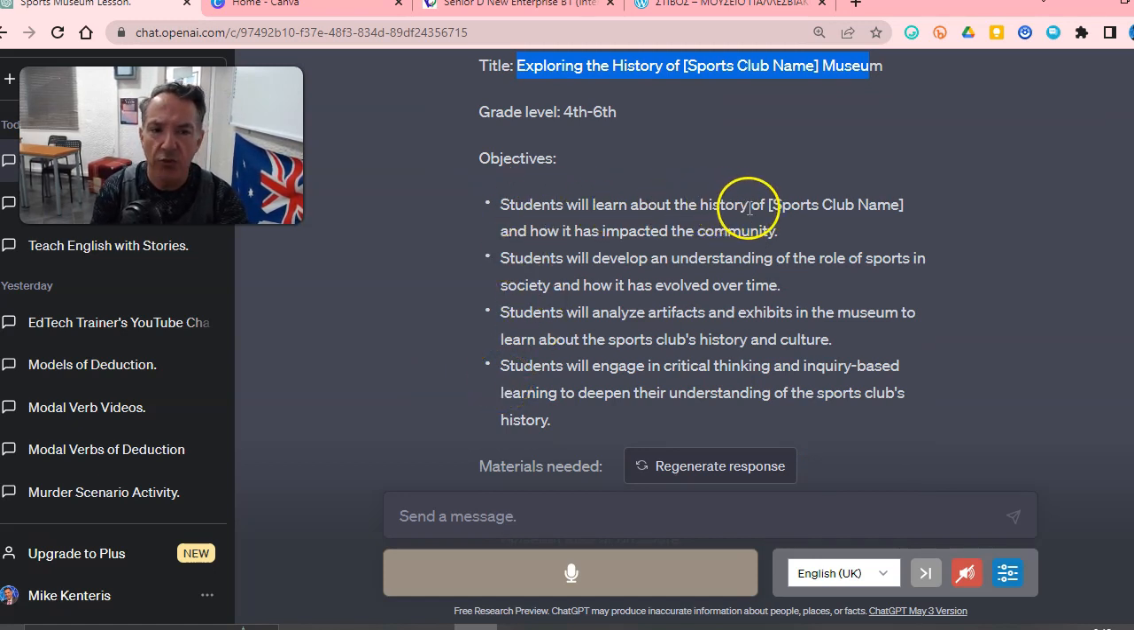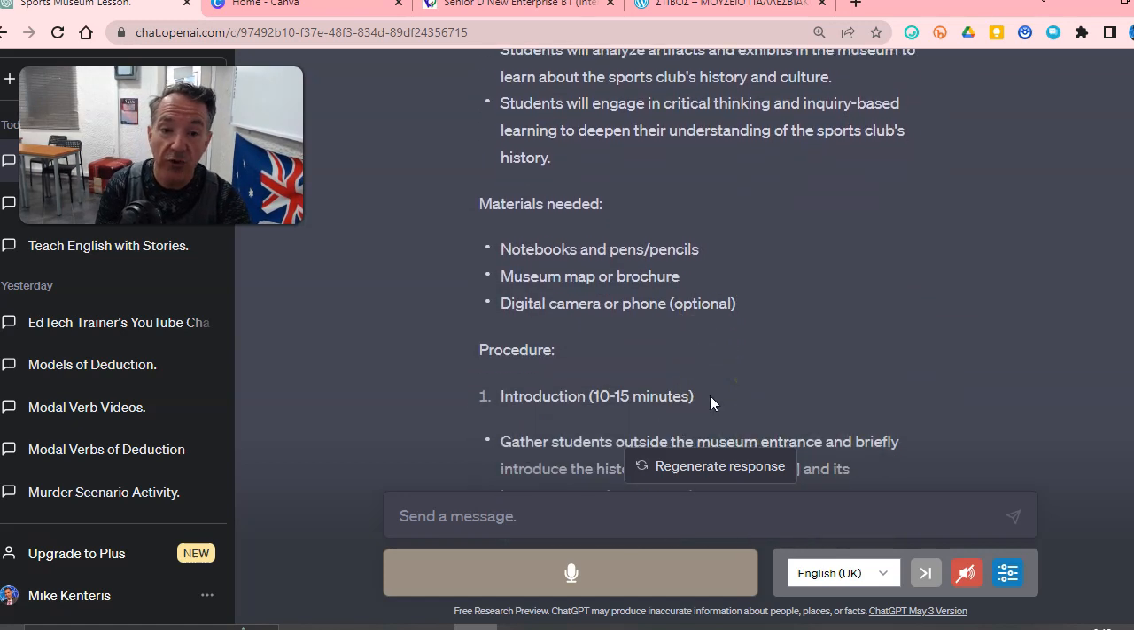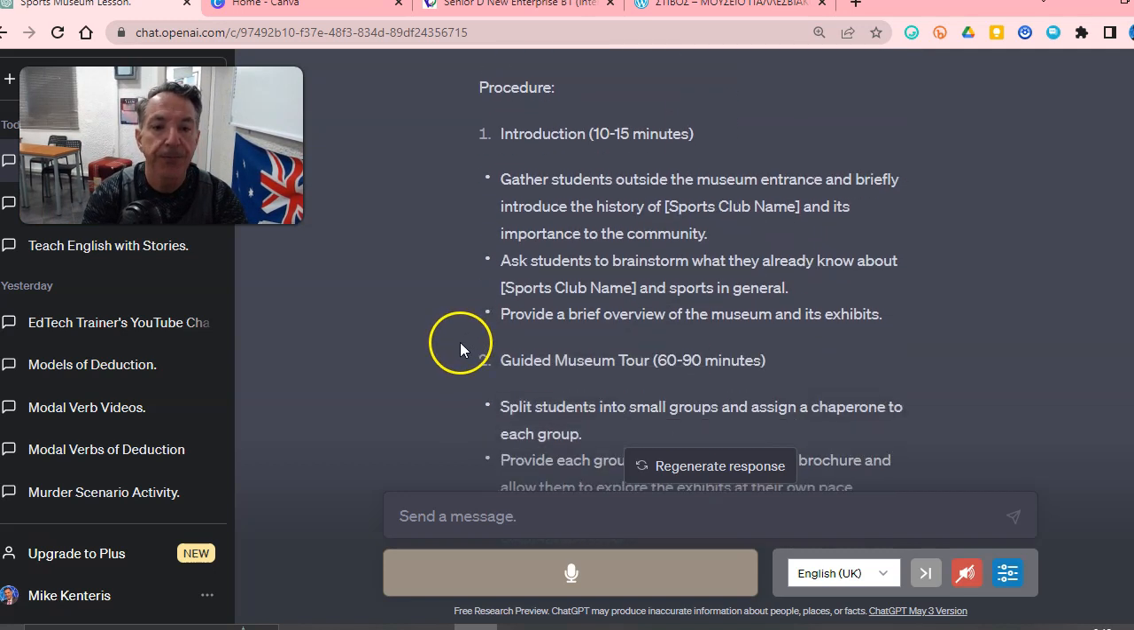Students will learn about the history of the Pan Lesbiakos Syllogos, how it has impacted the community, using critical thinking and inquiry-based learning to deepen their understanding of the sports club history, with some notebooks and museum map brochures. Well, I actually called them up and booked a visit with them so I can take my students. It gives me some really nice ideas, some pre-visit stages in the classroom.